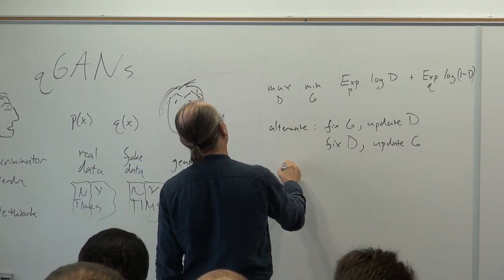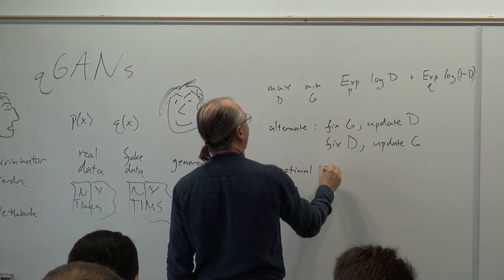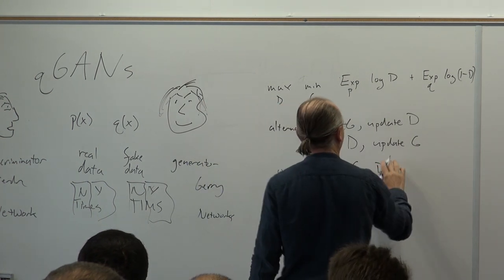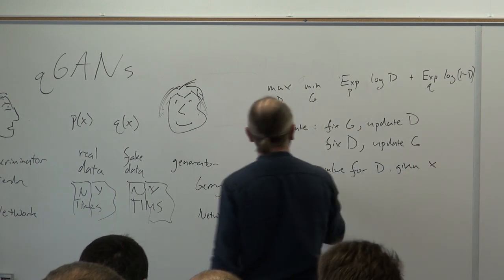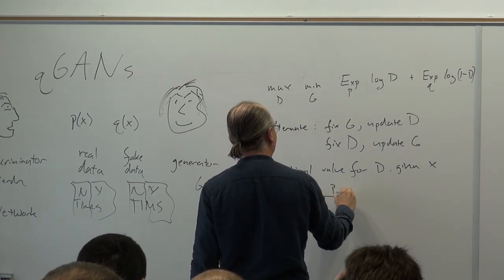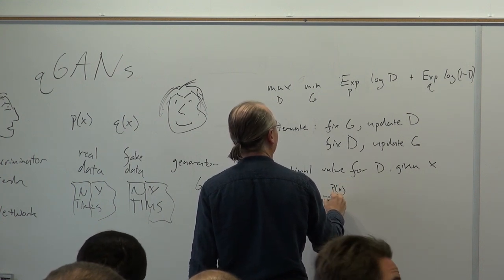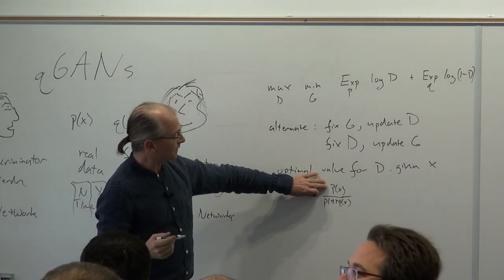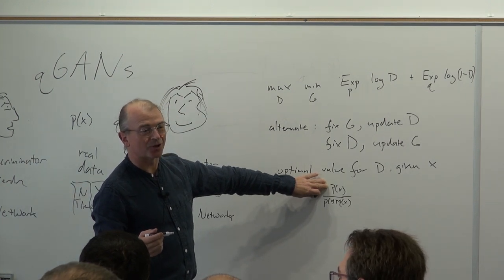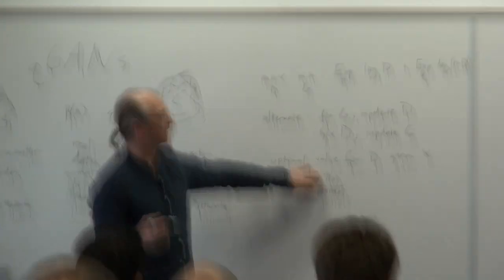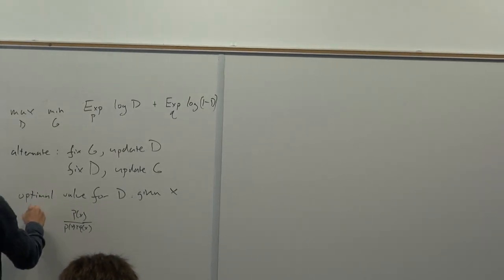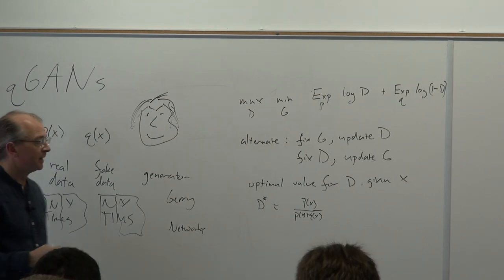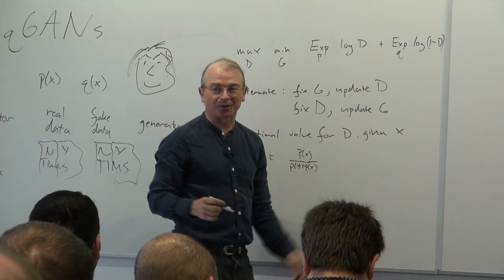So the optimal value for D, given a particular output X, is that she wants to assign a probability that goes as P of X over P of X plus Q of X. That's the probability she should assign that it's real. If X has a higher probability of being real according to the real data, she should assign a higher probability. If it's lower, she should assign a lower probability. And you get this, this is D star, by just taking the derivative of this expression for D's maximization with respect to D right here. So this is very easy to show.